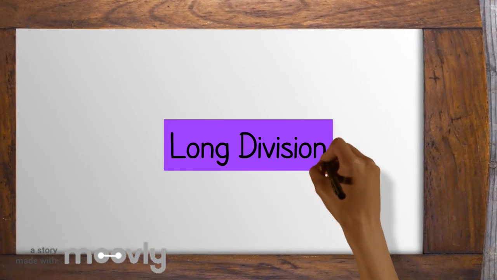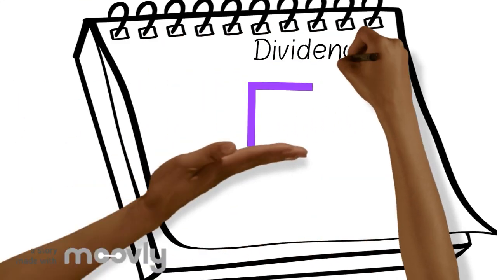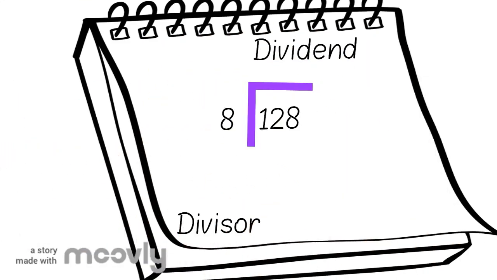Today, we're going to learn about the traditional long division model. Every division problem has three numbers you're dealing with. We will talk about the first two. You will be dealing with the dividend and divisor.